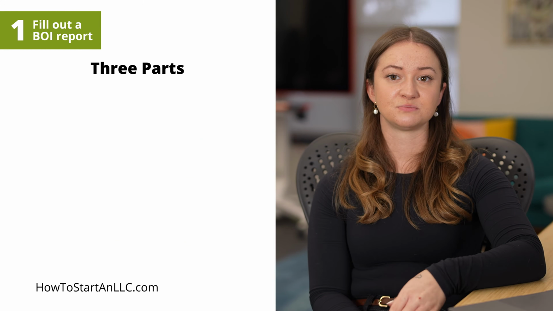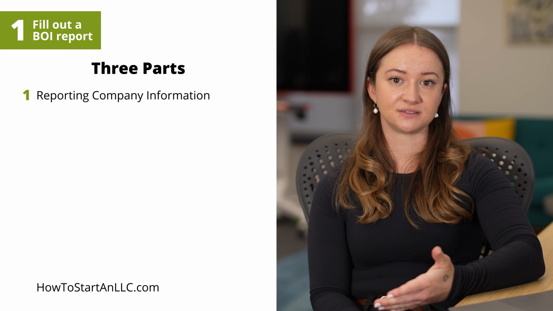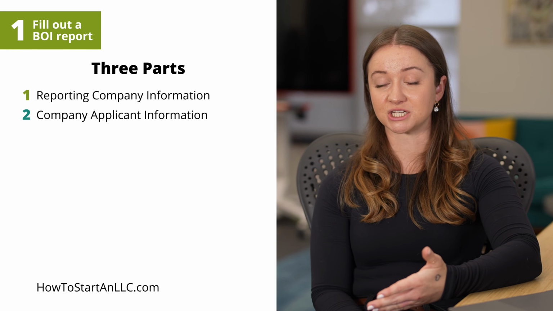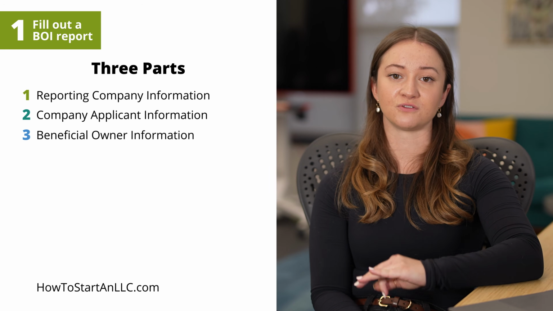After that, it's time to start entering your beneficial ownership information. There are 3 parts. Part 1, reporting company information. Part 2, company applicant information. And Part 3, beneficial owner information.